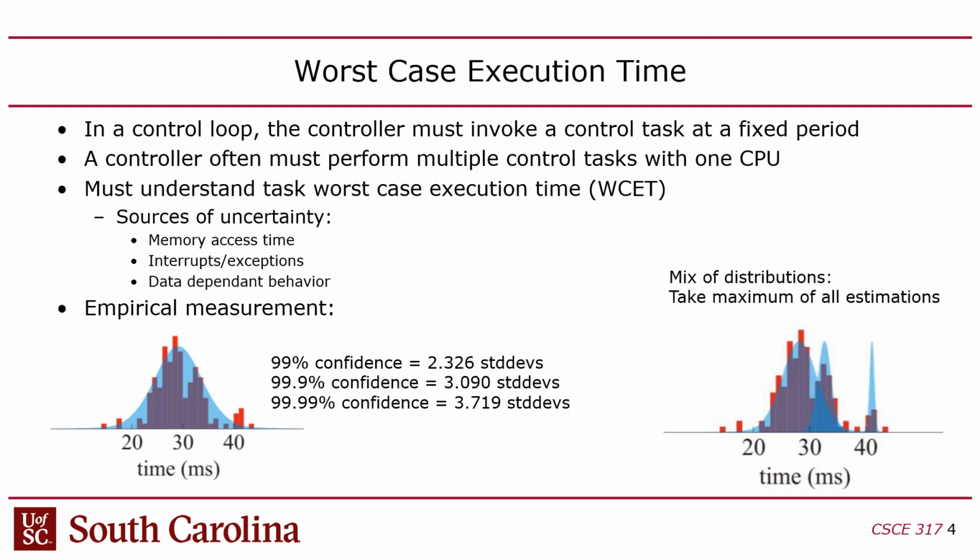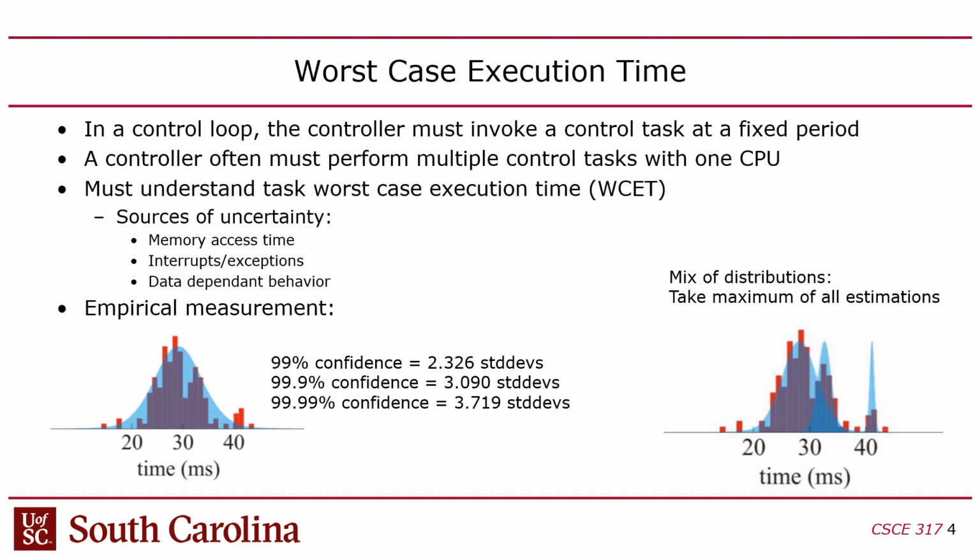So if you have a task and you want to run it in real time, one of the first things you have to do is find its worst case execution time. What is the most time it could take to run? So we have an idea of the worst case runtime. For example, you might run a task a bunch of times, plot all those execution times in a distribution and show it as a histogram.